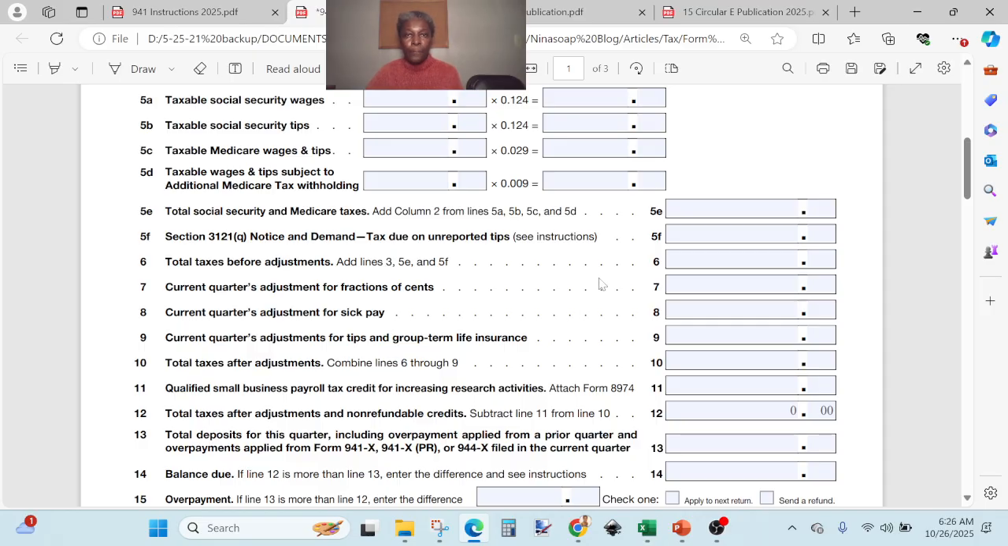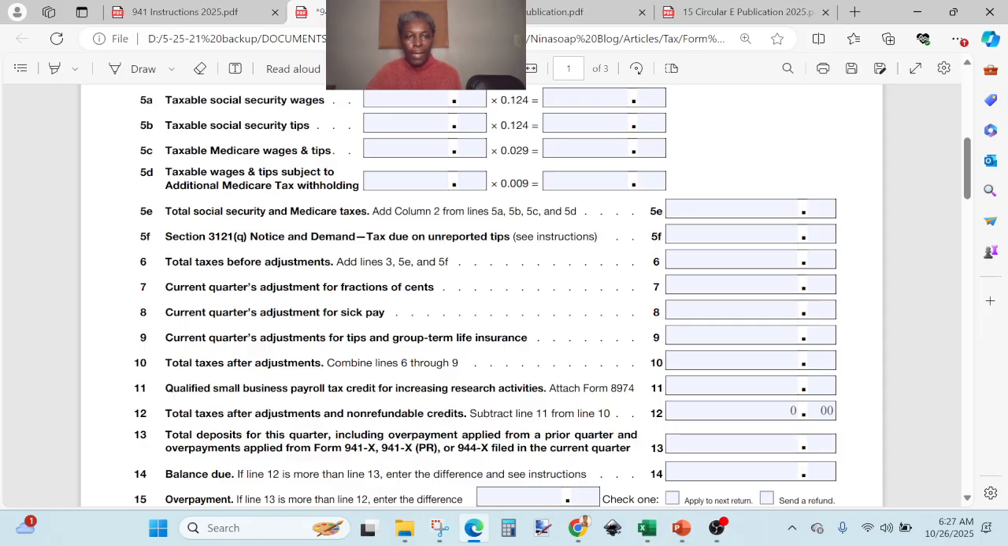But since you didn't pay any wages and you didn't withhold any tax or pay any Social Security or Medicaid tax, your lines 7, 8, 9 will be 0. If they are 0, you just leave them blank. You'll go to line 10. Line 10 is total tax after adjustment. It's going to take line 6 plus 7, 8, 9. It's going to be 0. Therefore, you leave it blank.